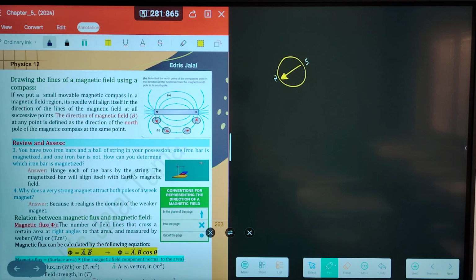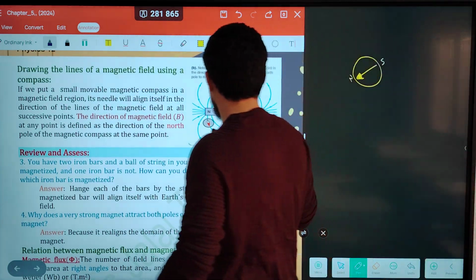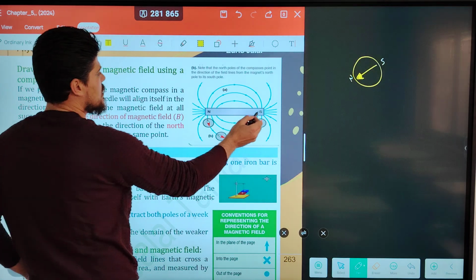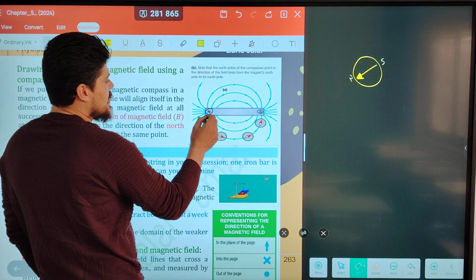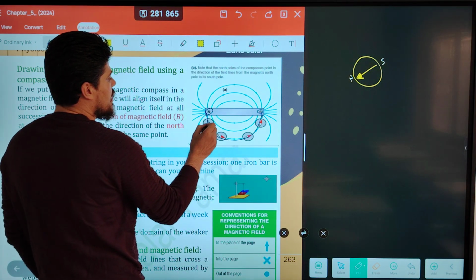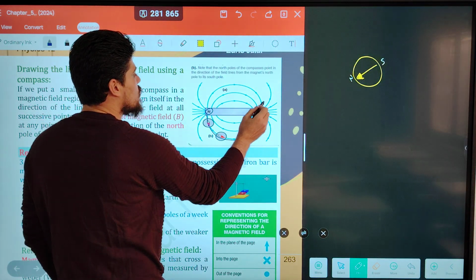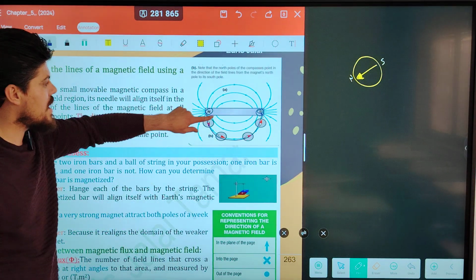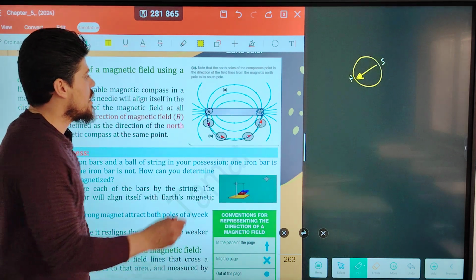Drawing a line of a magnetic field using a compass. This is very important, guys, to find the direction of the magnetic field. For example, assume that in this figure we have a bar magnet. This is the north pole and this is the south pole. The direction of the field lines will be like this. The north pole of the compass is always directed toward the south pole. Why? Because the field lines come out from the north and go to the south.